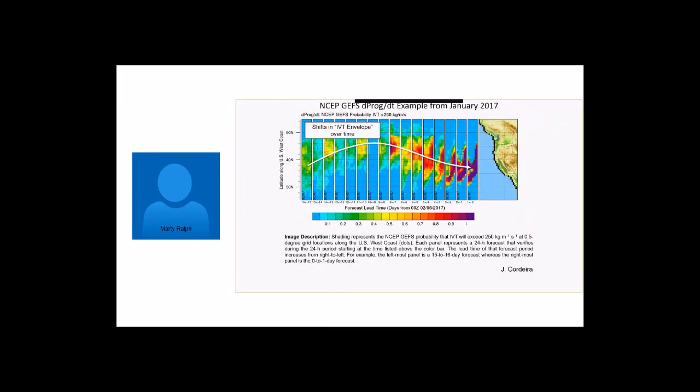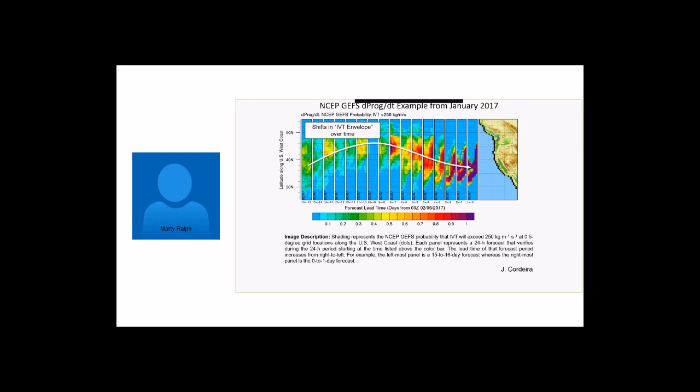Now, on another slide, and just speak up if the slide's not advancing, we have an example from January 2017. Each one of these slices now, starting on the right-hand side, is the 0 to 1 day lead time. Then it's 1 to 2 days if you go to the left, then 2 to 3, 3 to 4.